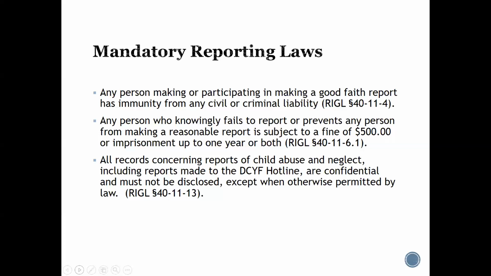This last bullet here, I want to provide a little caveat to. It says that all records concerning reports of abuse and neglect, including reports made to the hotline, are confidential and must not be disclosed except when otherwise permitted by law. I can tell you, having sat in a number of arraignments, as well as neglect and abuse trials and termination of parental rights trials, there are two things to consider here.